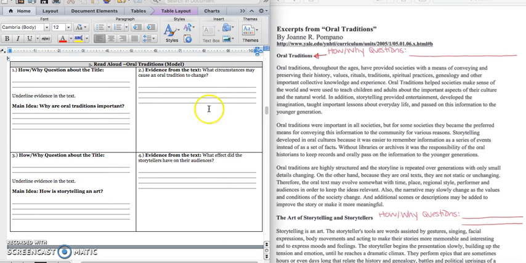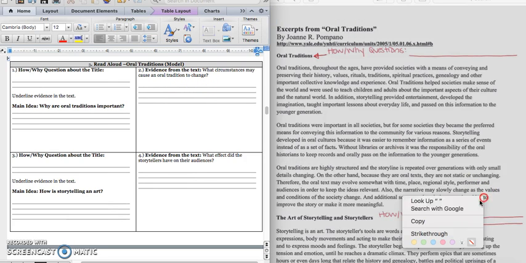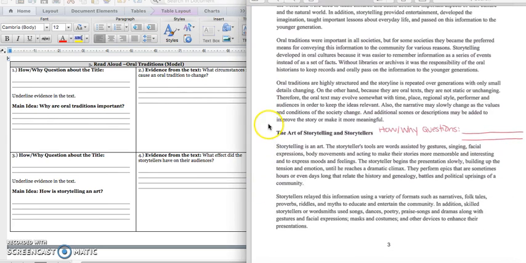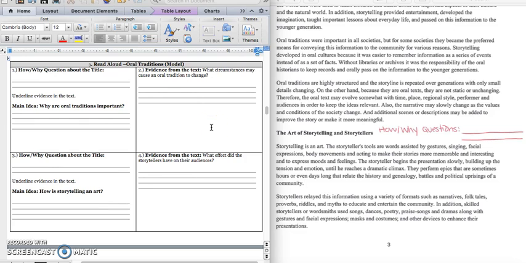Box number 2 tells us what circumstances may cause an oral tradition to change. And I know I can go back to this third paragraph where it talks about change. And it tells me that, it says, therefore, underline this, therefore the oral text may evolve, that's another word for change, somewhat with time, place, regional style, performer, and audiences in order to keep the ideas relevant. And so I can use that sentence to help me answer number 2.